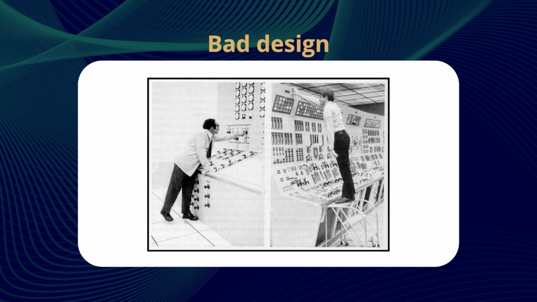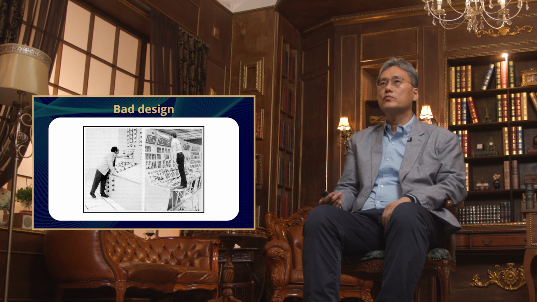The bad design example shown on this slide is from a control room of a nuclear power plant. What are the problems that you can see? First of all, there are too many displays and controls. Can a human operator deal with such information overload and correctly understand the system state and quickly respond when necessary?